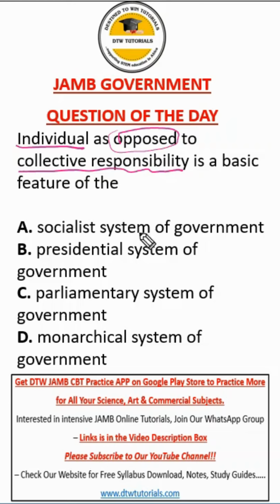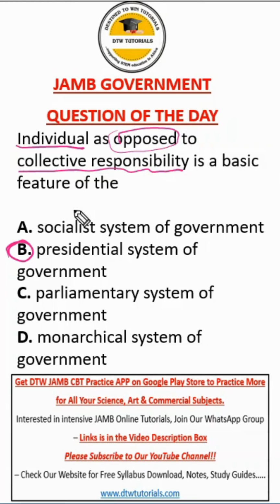A says socialism system of government, B says presidential system of government, C says parliamentary system of government, and D says the monarchical system of government. Okay, so what is the answer here? The presidential system of government. So individual as opposed to collective responsibility is a basic feature of what?